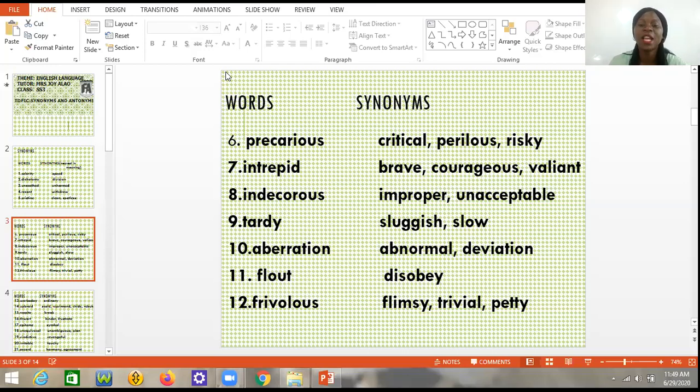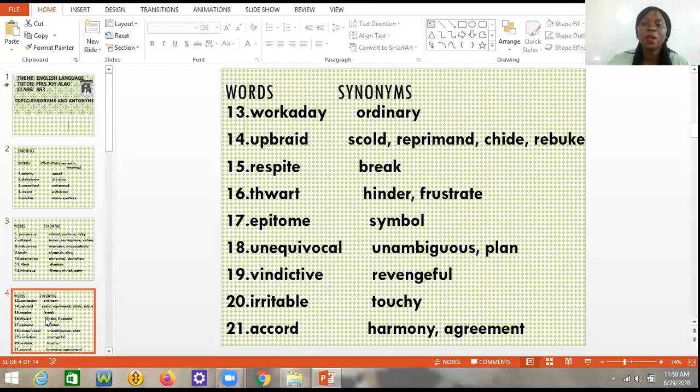Aberration. Another synonym for aberration is abnormal, deviation. Flout. To flout orders is to intentionally or publicly disobey given rules or orders. So flout means to disobey. Frivolous means flimsy, trivial. I can say you're giving flimsy excuses. Trivial, petty. Another synonym for frivolous is flimsy, trivial, petty.